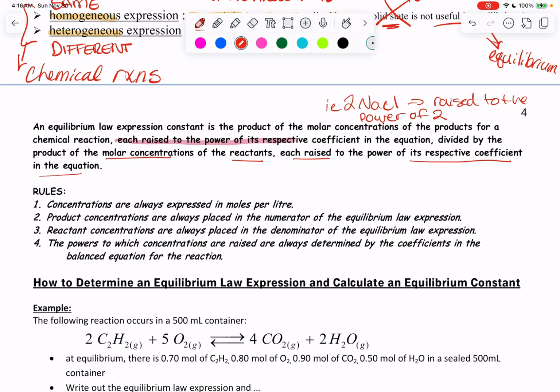So it's products raised to the power of its coefficient over reactants raised to the power of their coefficient. So the question becomes, why do we calculate equilibrium constants? So why is this important?